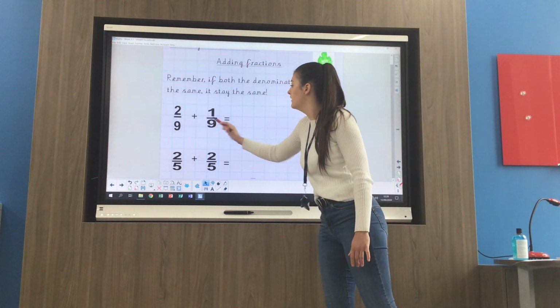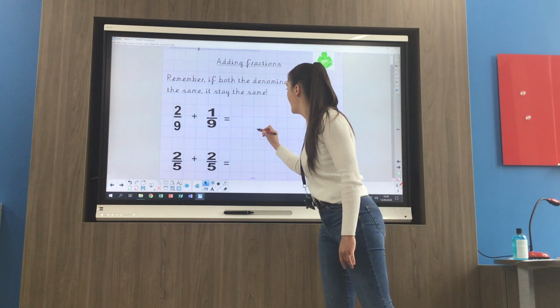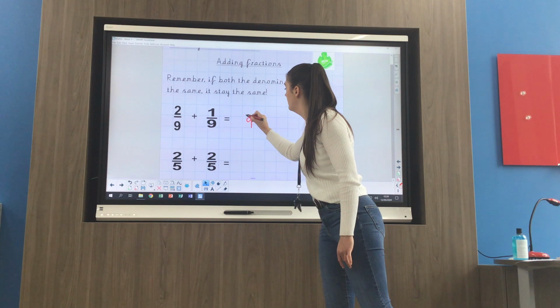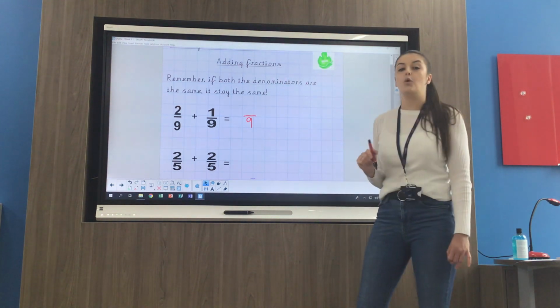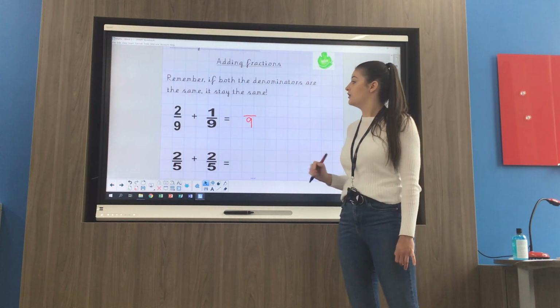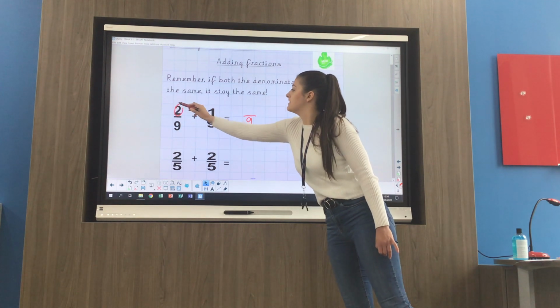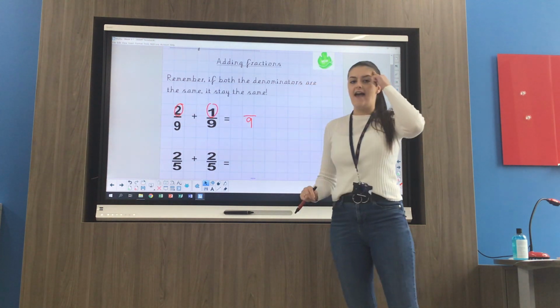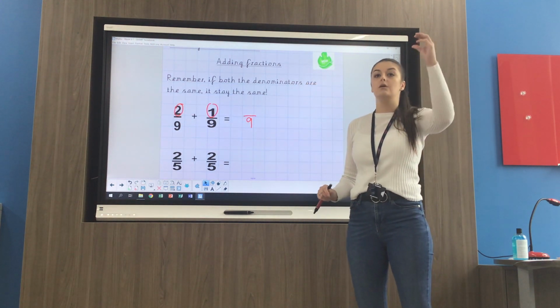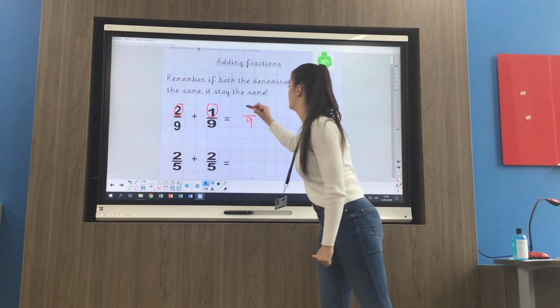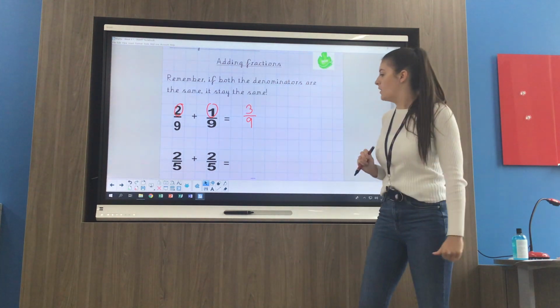So I know there's 2 9s there, it's 9ths, so I'm going to put a 9 as my denominator for that fraction. And we just add our numerators. So pop 2 in your head and we're going to add 1 on. 2, 3, easy peasy. Next one.